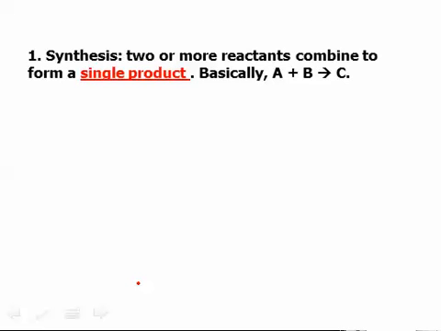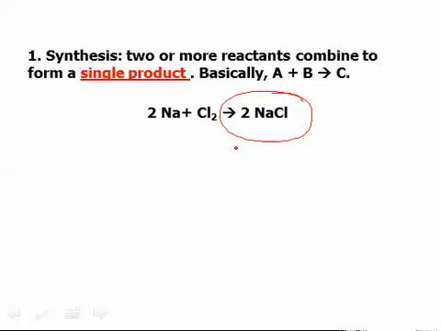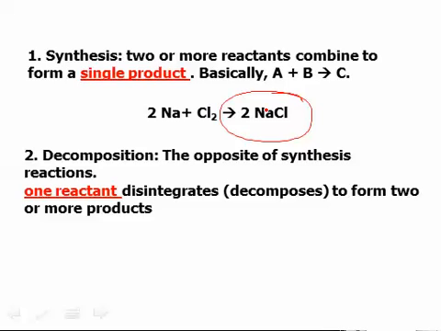So, all right, for synthesis, you have two or more reactants combined to form a single product. So the big thing is that you get a single product. So for honors chemistry, if there's a single product, it's going to be synthesis. All right? So here's our single product right here. So we have sodium and chlorine combined to make sodium chloride, a single product. That's synthesis.